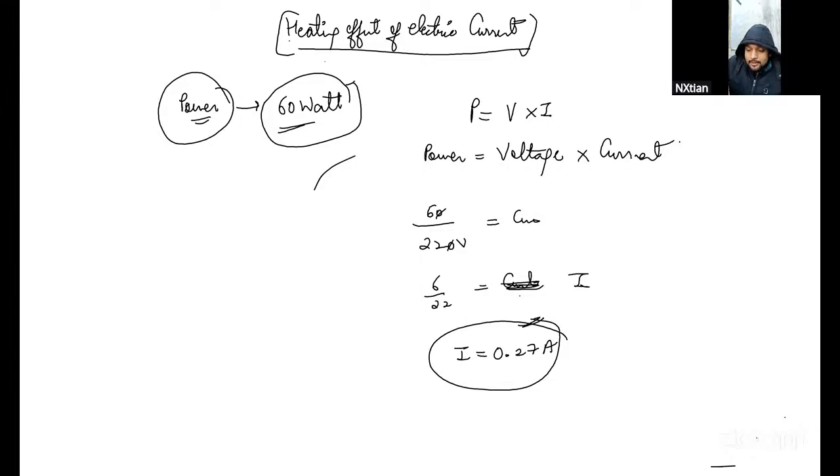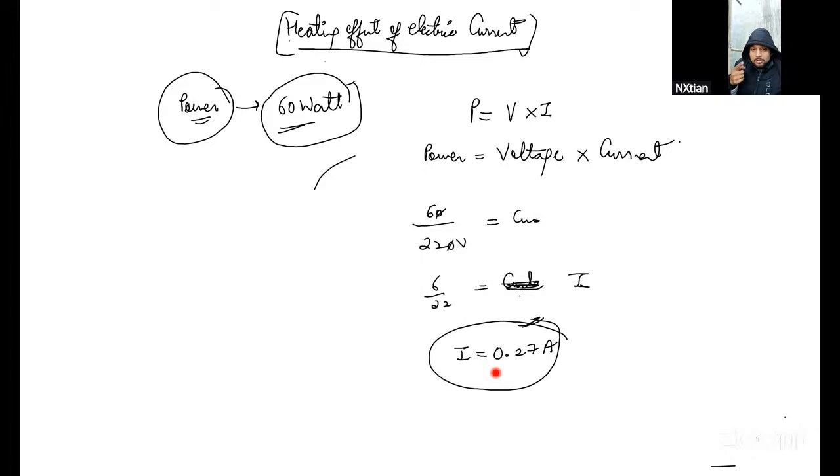Basically, power is defined as the voltage, which is 220 volt, into current. How much current is it taking? So voltage into current is basically power. Now my fan takes power, which is 60 watt. Watt is the unit of power. 60 watt upon the voltage, which is 220 volt, is equal to current, which is I. So I is equal to 0.27 ampere. It means my fan, that Havells fan, is taking 0.27 ampere to run the fan, to revolve the fan.